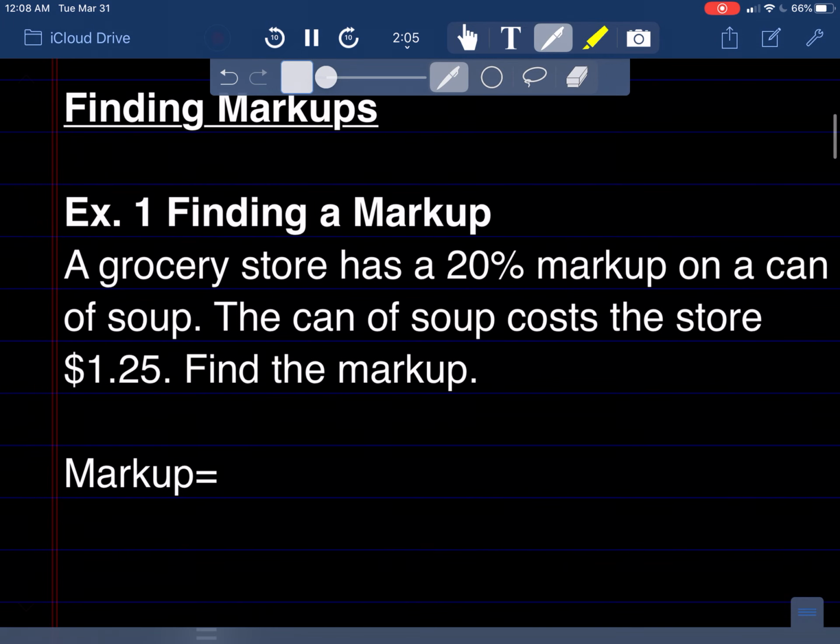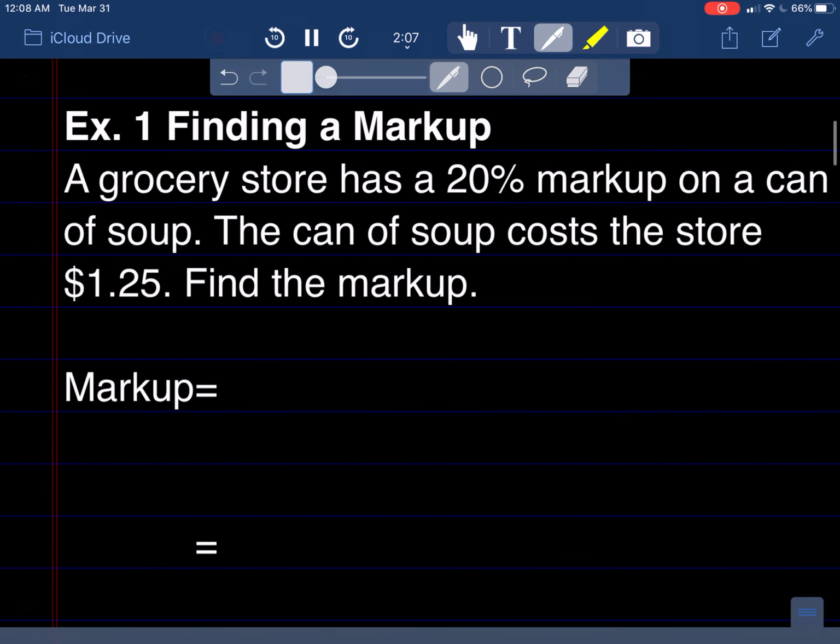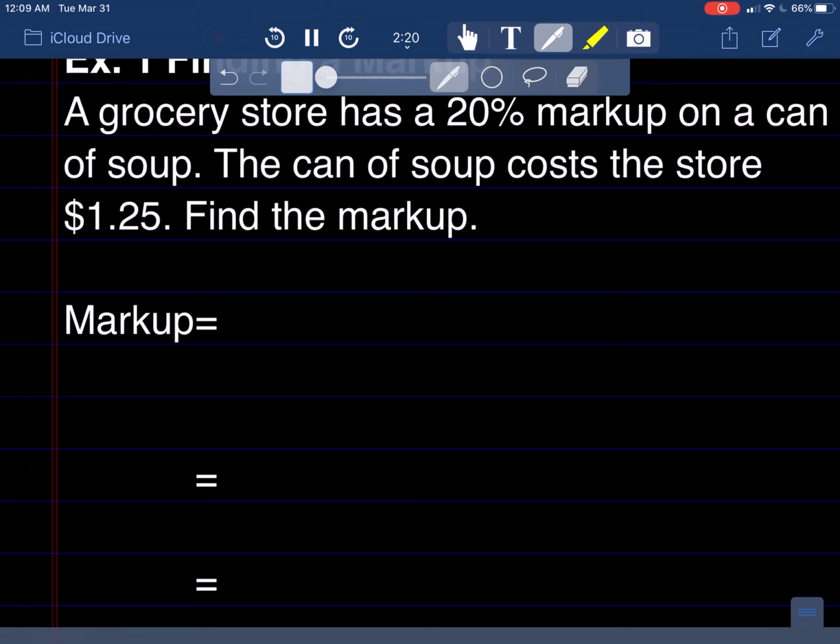All right. So I'm going to be writing on the screen like usual. Yeah, so let's try it, okay? So example 1, we're going to find a markup. A grocery store has a 20% markup on a can of soup. The can of soup costs the store $1.25. So we're going to find the markup.